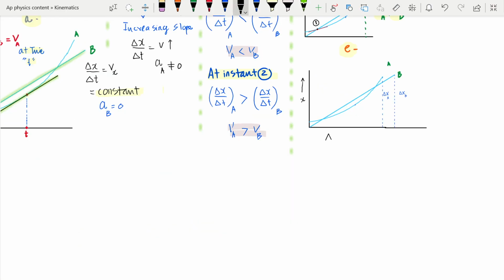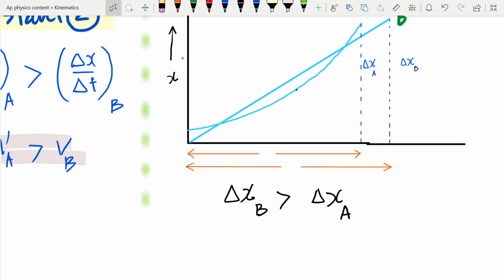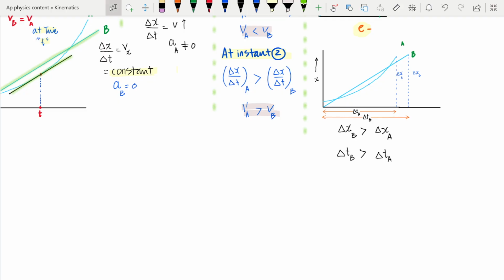So what you have seen is that the change in position for B is more than the change in position for A. Now let us see the time. In the same pattern, you see the time taken for bicycle B is more than the time taken for bicycle A by almost the same amount. Which means, dear students, the average velocity for B is approximately equal to the average velocity for A.